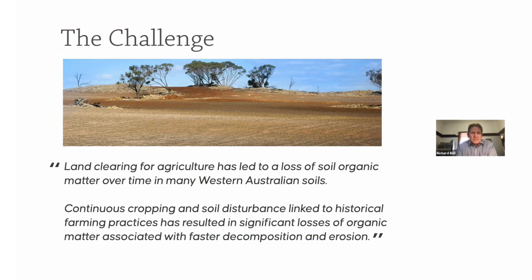Okay, so shall we kick off? For Western Australians, I think the challenge of soil organic matter is summarised in this quote from the ebook, which says, "Land clearing for agriculture has led to a loss of soil organic matter over time in many West Australian soils. Continuous cropping and soil disturbance linked to historic farming practices has resulted in significant losses of organic matter associated with faster decomposition and erosion."